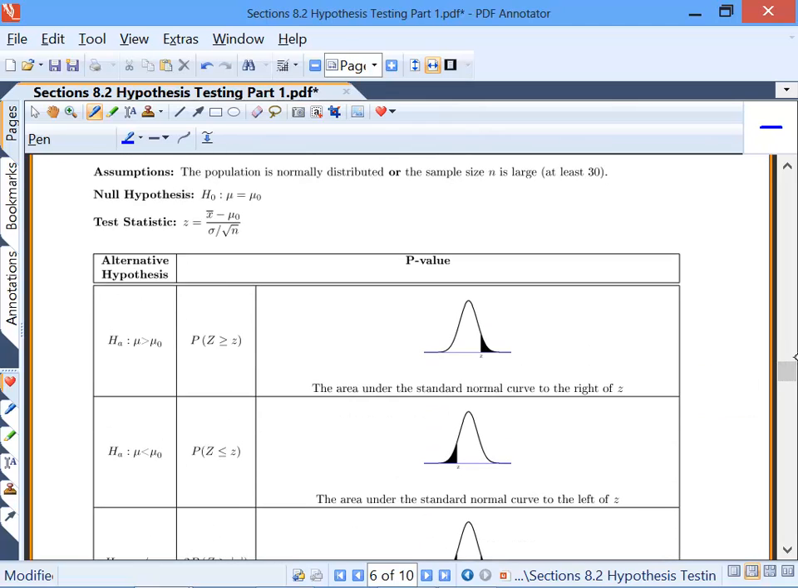Okay. And then as far as p-values, what I want you to remember is that the p-value will always be the area in the tail or tails.